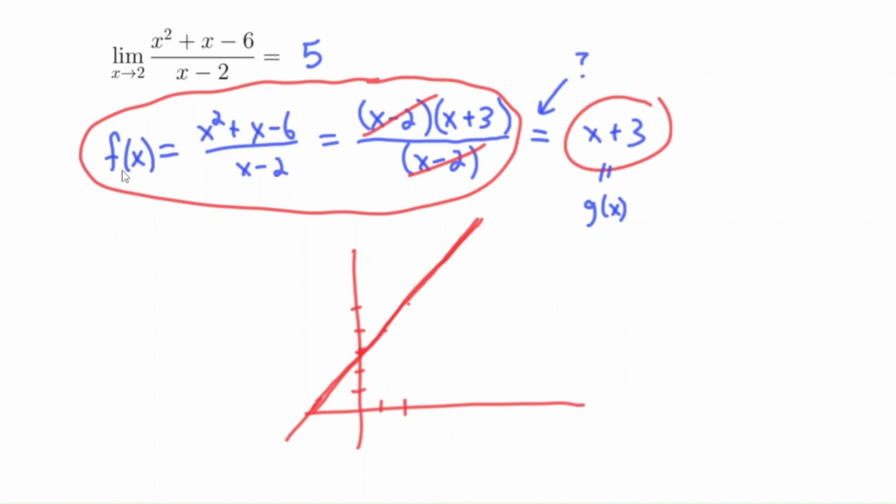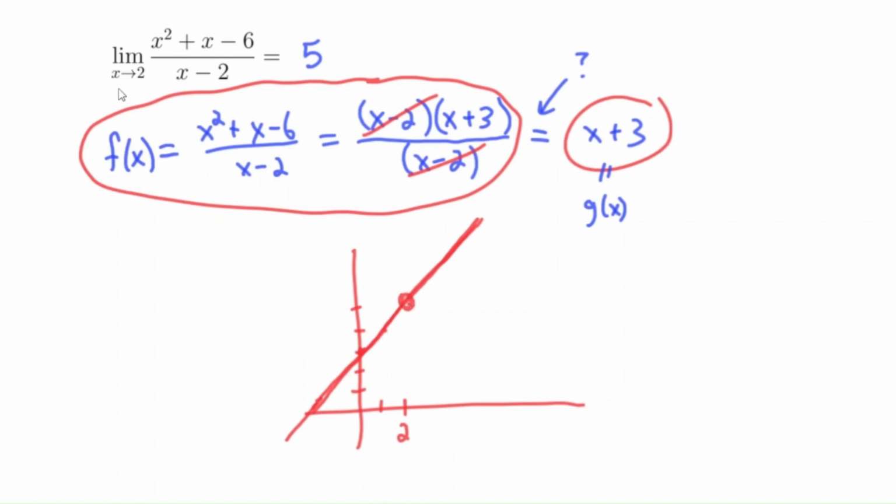Now, what about the graph of f of x? How is the graph of f different than the graph of g? Well, they're actually the same graph, with the exception of the fact that at x equals 2, it's undefined. So you actually get an open circle here on the graph of f. So the graph of f is basically just a straight line with a hole in it.